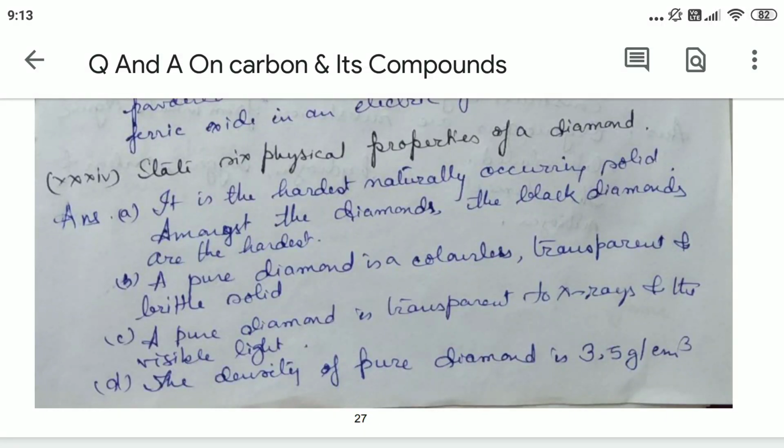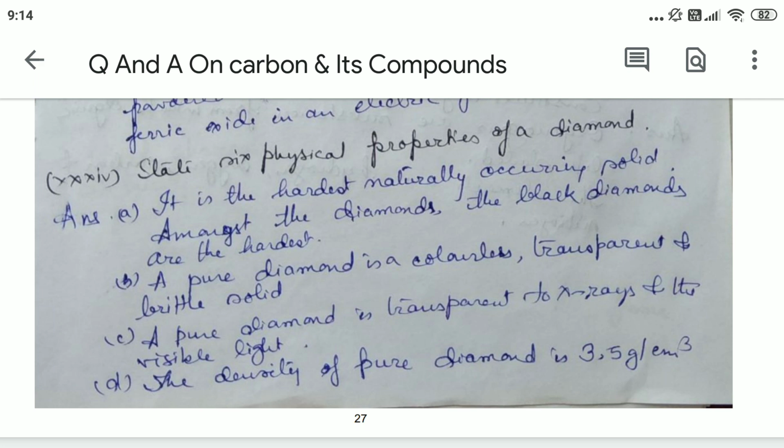Today I'll again discuss the carbon and its compounds question answer series. A little bit of this question answers is left in this chapter. This chapter is according to the ICSE syllabus, class 8. I'm repeating the last question of my last video, that is, state six physical properties of a diamond.